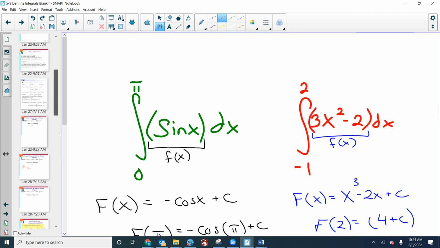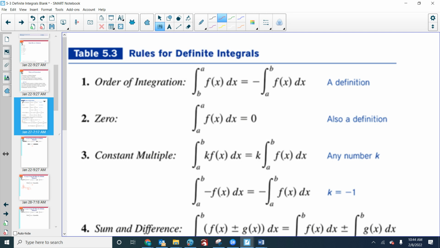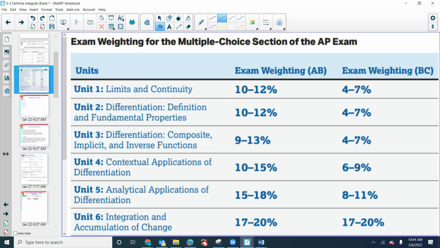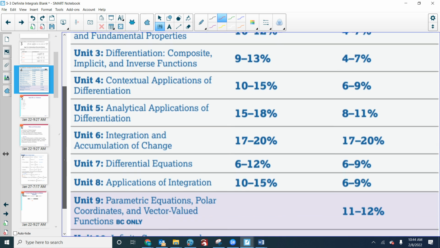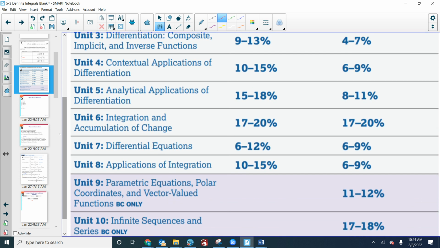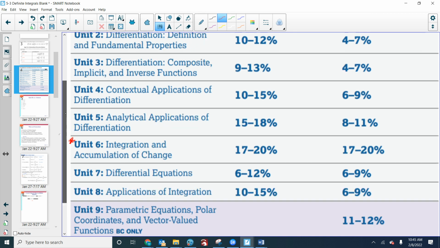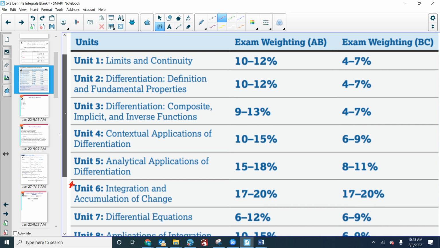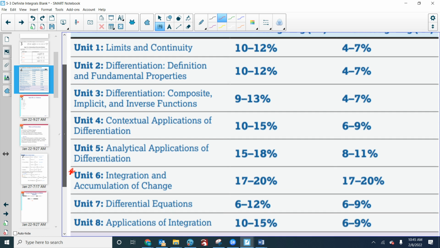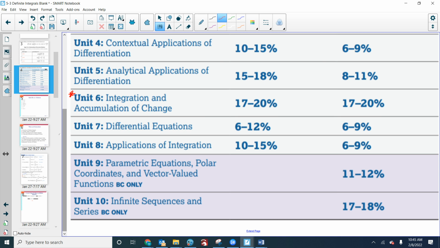So one of these first slides I had was an AP breakdown of the content, and we are right here right now. It's Unit 6 in the AP curriculum. It's Chapter 5 in ours. Integration and accumulation of change, 17 to 20% of the test. So we're in the first column. Most of you are taking the AB test, so these sections are pretty important.